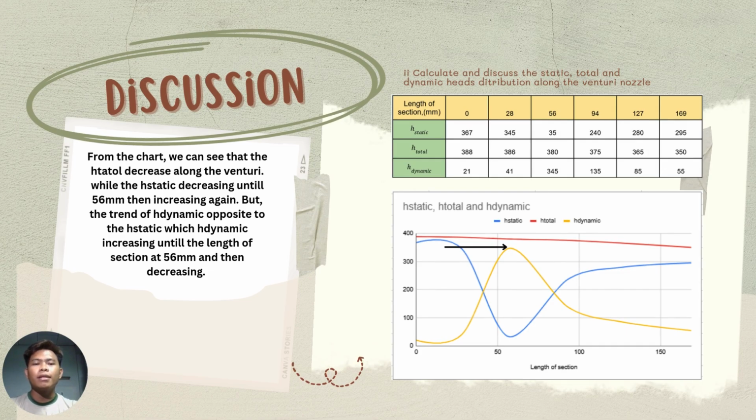Next, calculate and discuss the static, total, and dynamic head distribution along the venturi nozzle. From the chart, we can see that the H total decreases along the venturi, while the H static decreases until 56 millimeter, then increases again. But the trend of H dynamic is opposite to the H static, which is the H dynamic increases until the length of section at 56 millimeter, and then decreases after 56 millimeter.